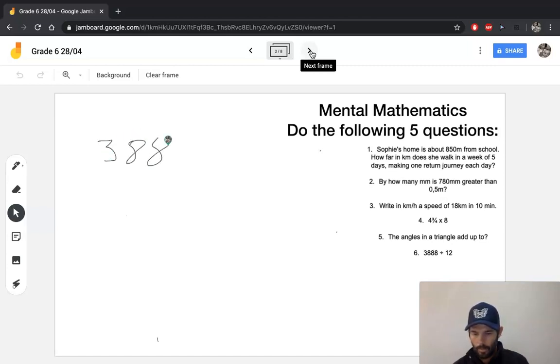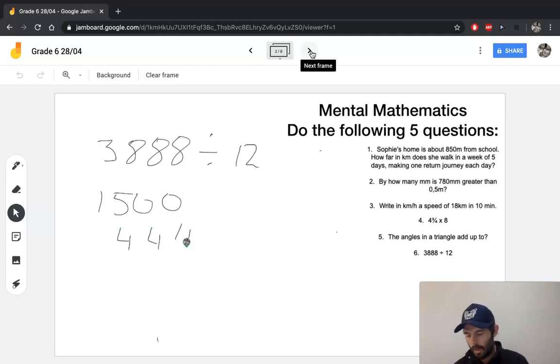3,888 divided by 12. So again here you'll have some options. You could halve 3,888. Half of 3,000 is 1,500, if you want to do it in steps. Half of 888 is 444. So together 1,944, and now I'd need to divide that by 6.